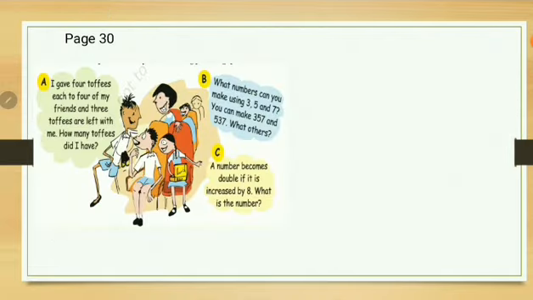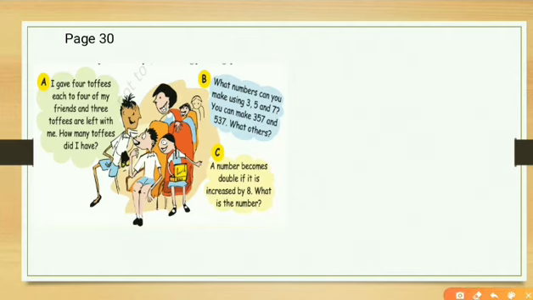Now in the same page down below there are some small questions given. Children, we want you all to do this in your notebook. Okay, so in your notebook you can put your heading as page 30, and let's do the first question. That is A. I gave 4 toffees each to 4 of my friends and 3 toffees are left with me. How many toffees did I have?